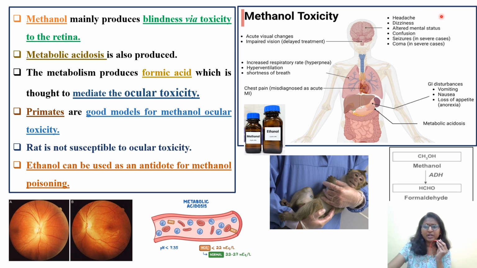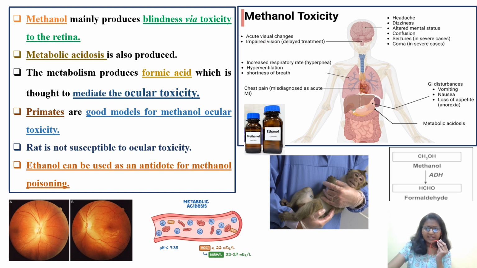So in the emergency department, if you find a patient with this type of symptoms, you can predict that he might have methanol toxicity. GI disturbances: vomiting, nausea, loss of appetite. Metabolic acidosis, as you have seen in the previous slide. Chest pain misdiagnosed as acute myocardial infarction, increased respiratory rate, so increased heart rate, hyperventilation, shortness of breath, acute visual changes. As you have seen, methanol causes blindness, impaired vision, delayed treatment.